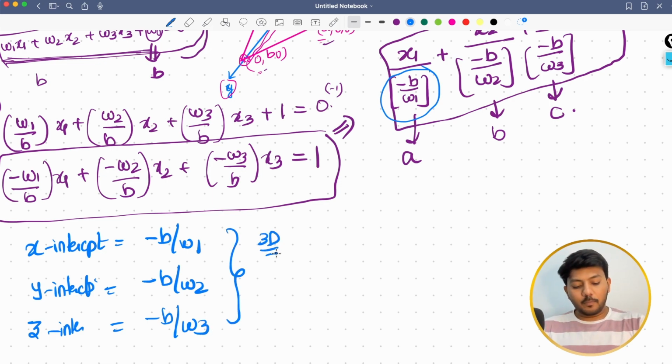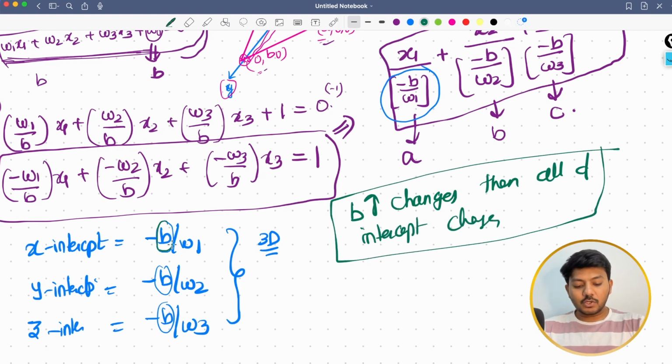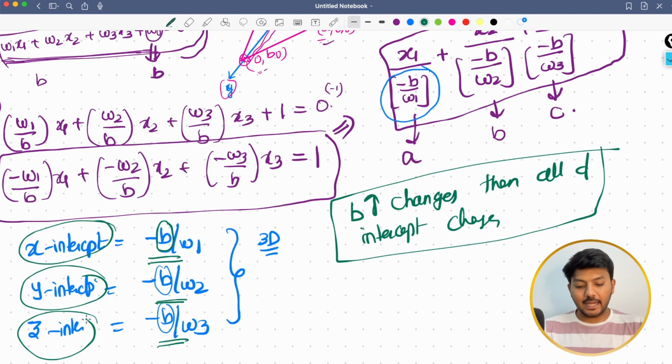If you look at it properly, in all of these my b is common. So if my b changes, let's say b changes, then all of the intercepts change. So that is why b is called an intercept term, and when you divide minus b by w1 or minus b by w2, minus b by w3, you will get the actual intercepts in case of n dimensions.